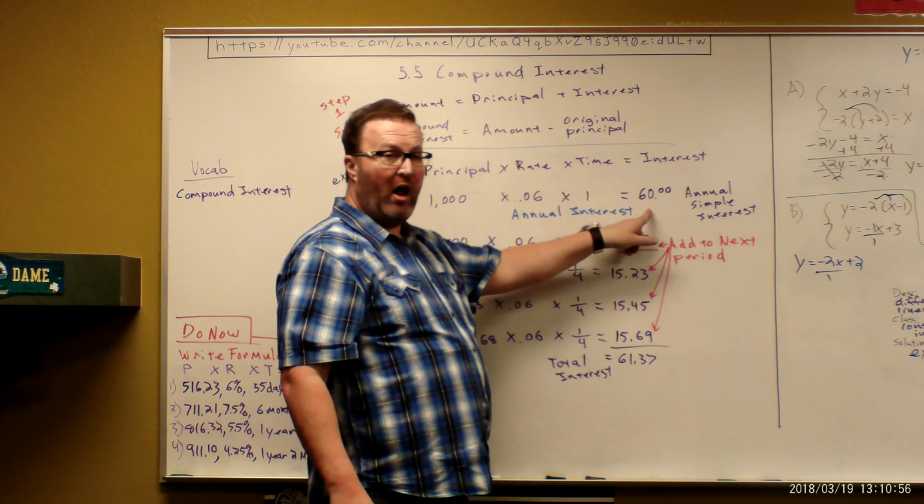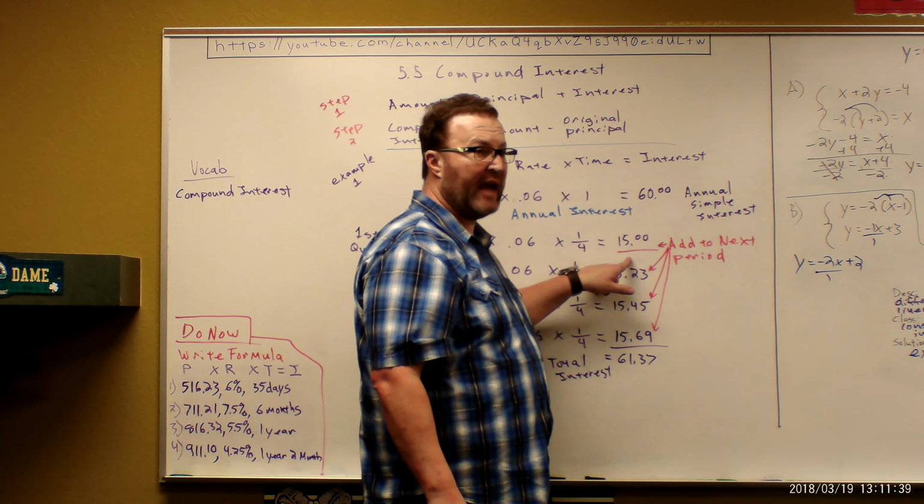Does that make sense? Okay, so going through the formula, we started with $1,000, okay, times 0.06 times 1 divided by 4, okay? Let's talk about this for a minute. It's 1 quarter, okay? There's 4 in a year, okay? So we're multiplying by 1, dividing by 4, we get $15, right?